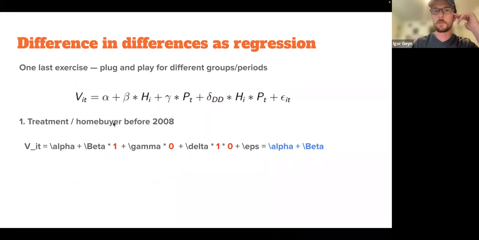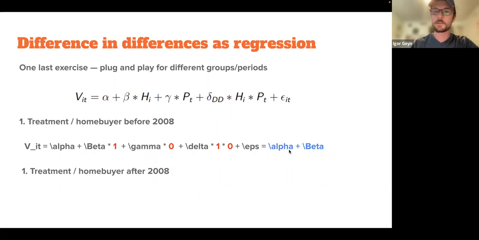So for the treated, or the home buyer, group before 2008, H is 1. P is 0, which is to say that we're looking at individuals that do at some point go on to own homes, but we're looking in the pre-treatment period. So again, H is 1, P is 0, the product of 1 and 0 is 0. And so gamma is zeroed out, delta is zeroed out. We're still ignoring epsilon. And so what is our estimate of the turnout for the treated, or the home buyer, group before 2008? So again, in the pre-treatment period, it's just alpha plus beta.